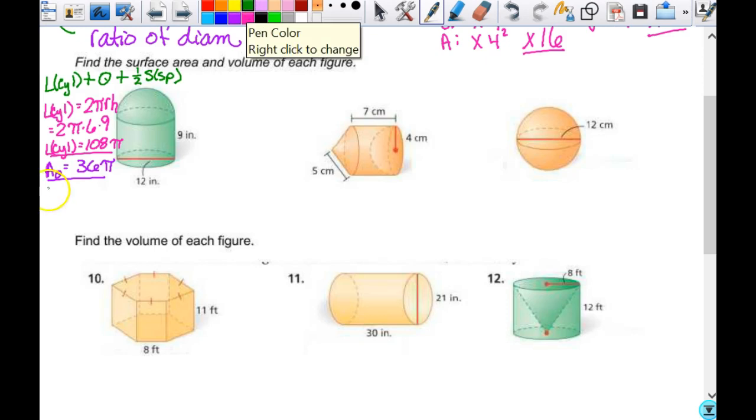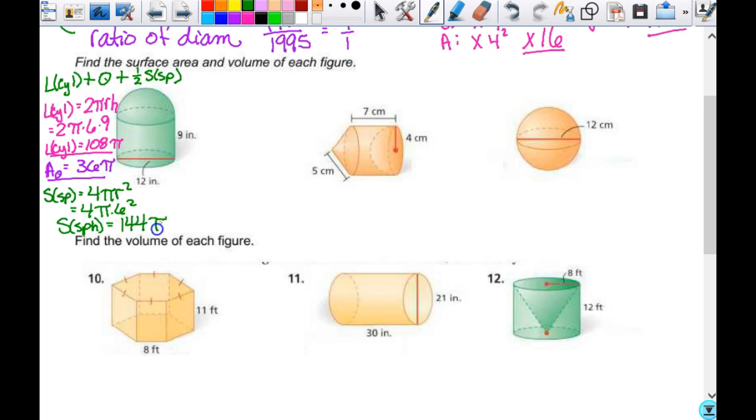Then for the sphere, the surface area of the sphere, that is 4 pi r squared. It's going to give me 4 times pi times 6 squared. So that's 36 times 4, which is 144.